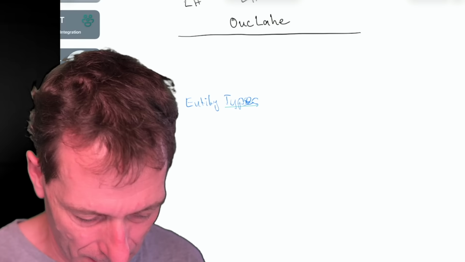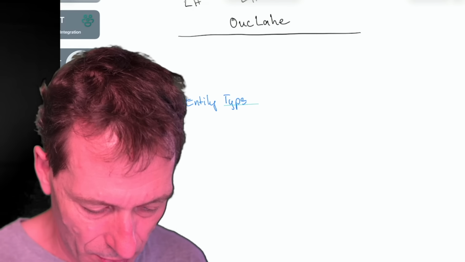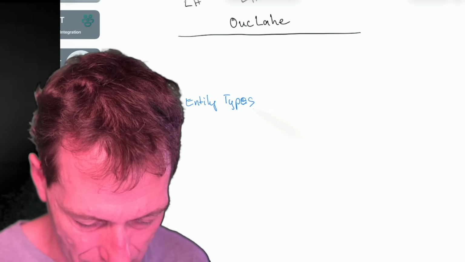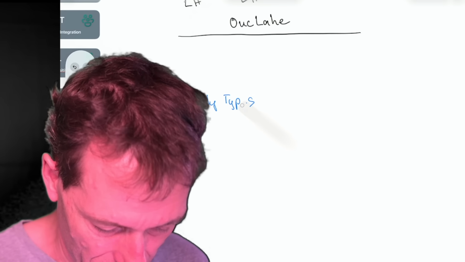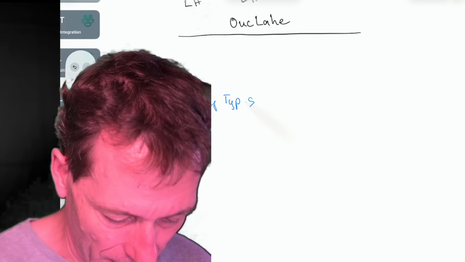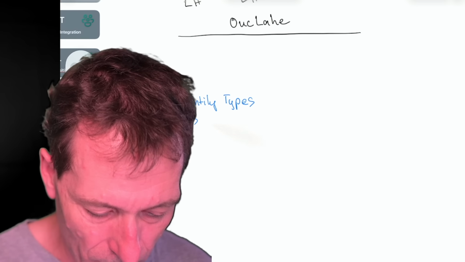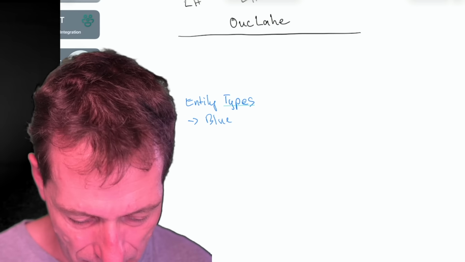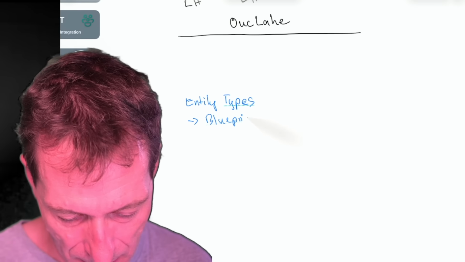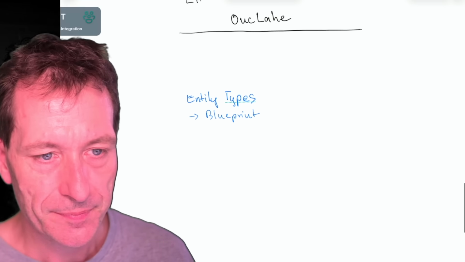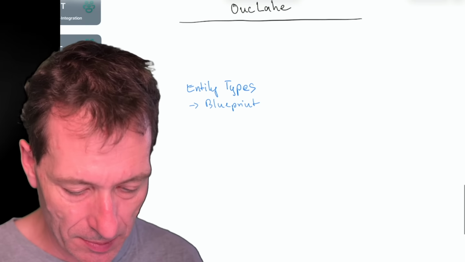Entity types like that. That's not beautiful. Let's make it beautiful. And there we go. Entity types. You can also refer to them as a blueprint for your enterprise. So what could be possible entity types?